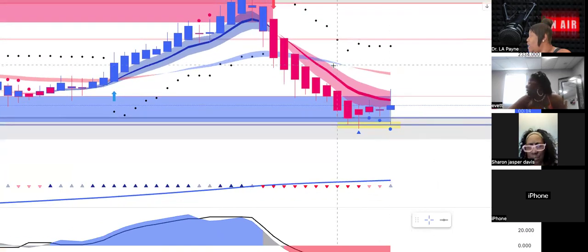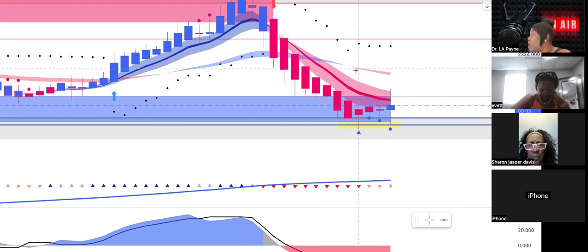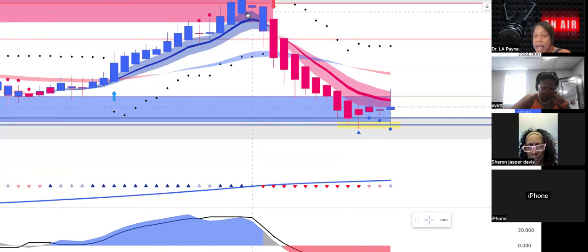Now, these waves represent the EMAs, and we report the color of the waves. Red means sell, blue means buy. Is everybody clear on that? So the market right now is in what trend?